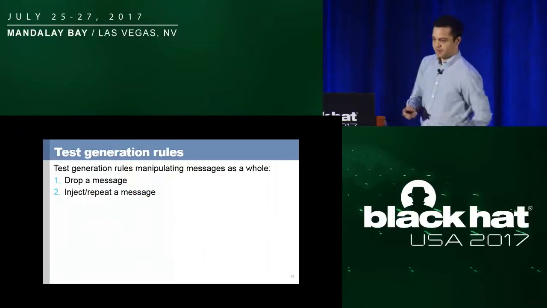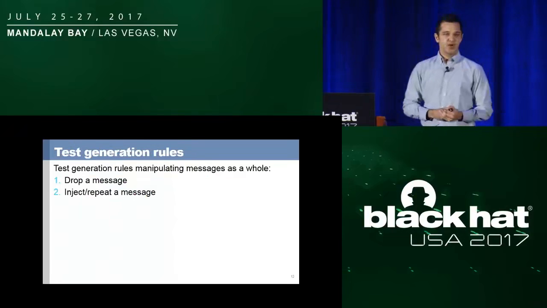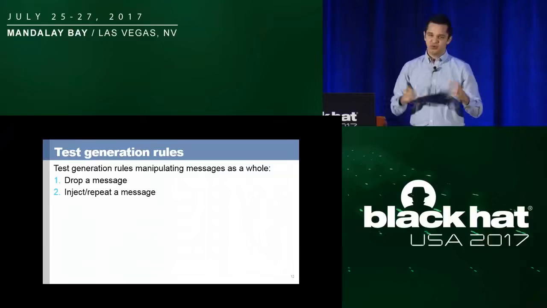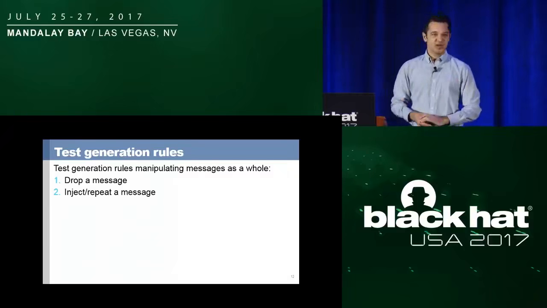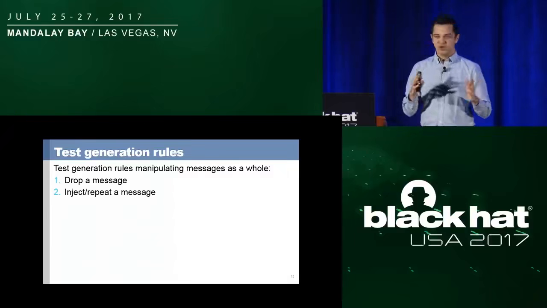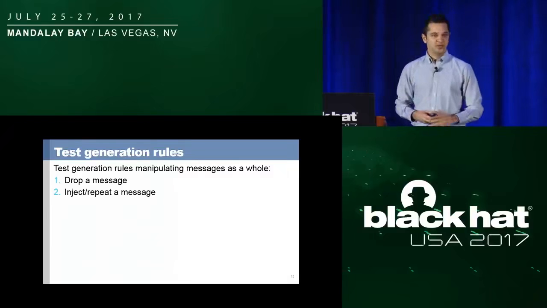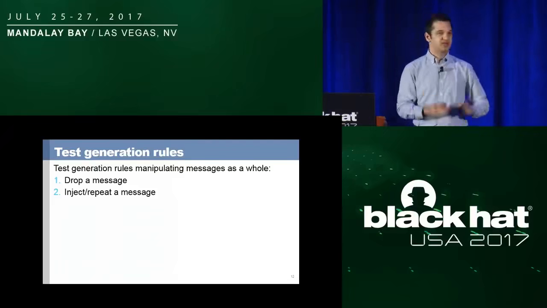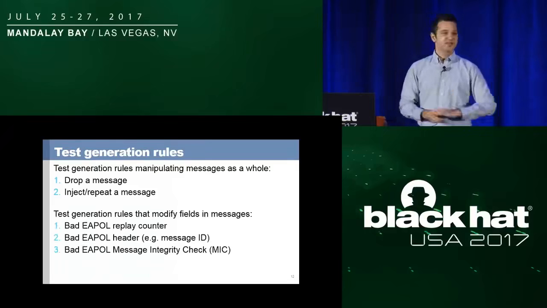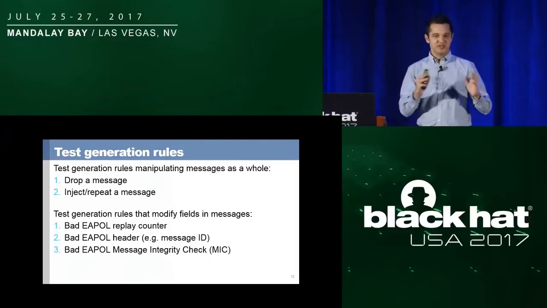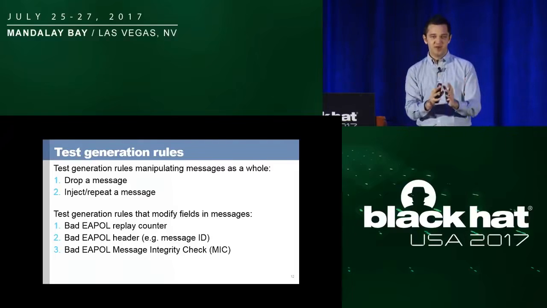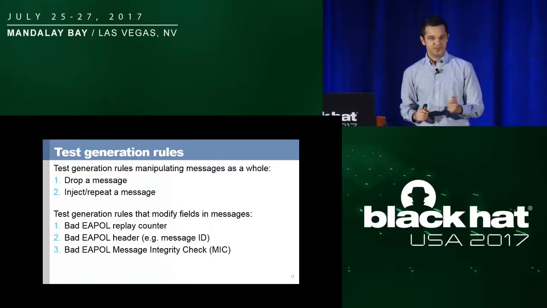So to come back to the test generation rules that we have used, we basically have two broad categories. The first one manipulates messages as a whole, and these are the examples that I already mentioned: you can drop a message or repeat messages, and then you can see how the implementation reacts to this. The second set of test generation rules don't manipulate messages as a whole, but manipulate certain fields or properties of a message that is being sent.